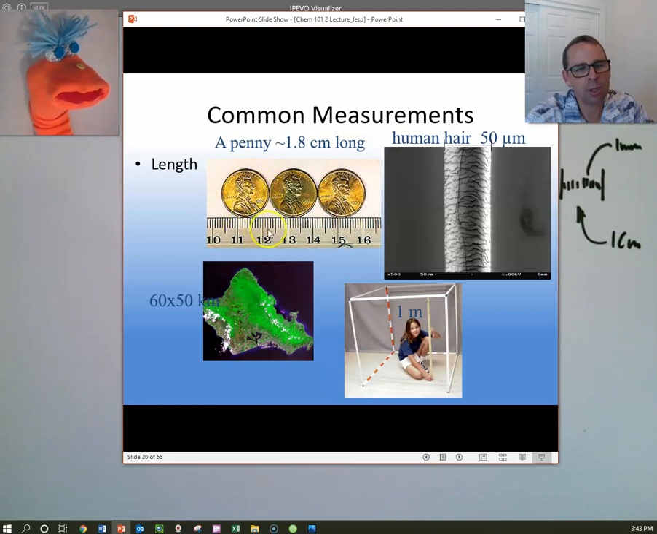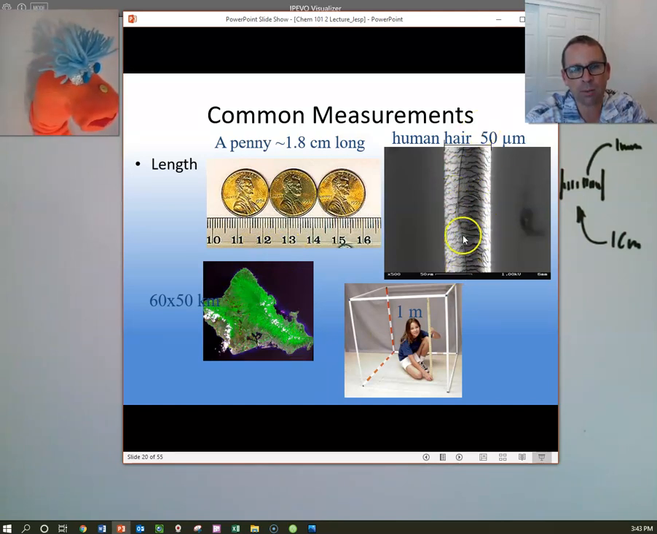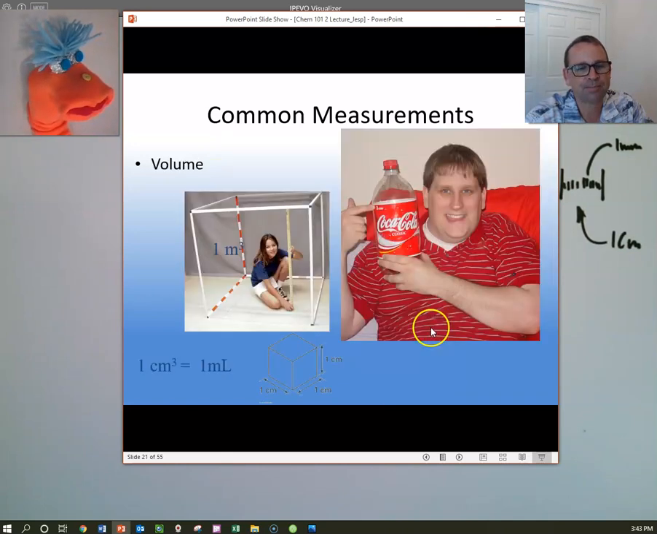There's our centimeters and our meters. The island of Oahu, 60 by 50 kilometers. Here's a human hair. Here's on the human hair a nanowire, right? So that's interesting. And then a meter, right? 3 liters of soda pop, a cubic meter. This is a very important one down here.